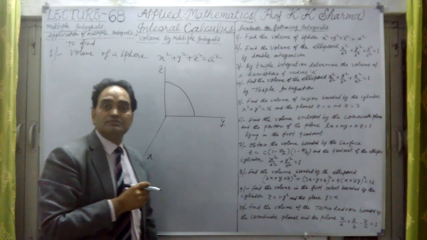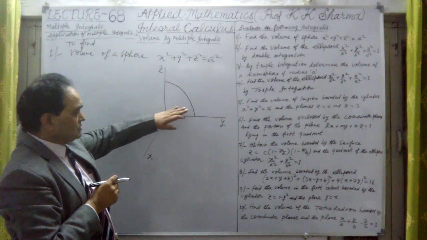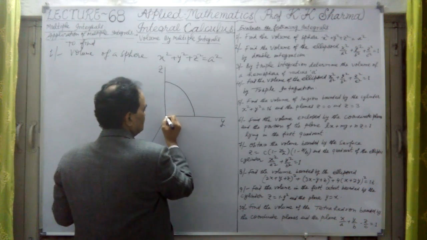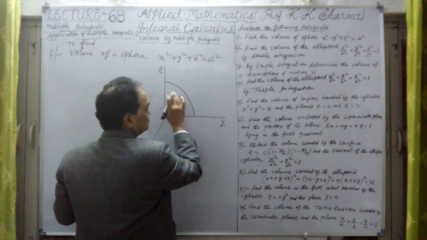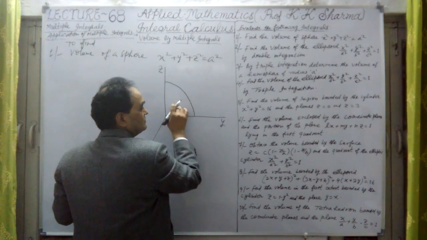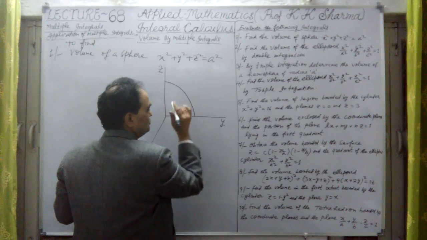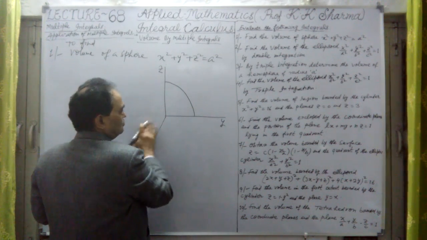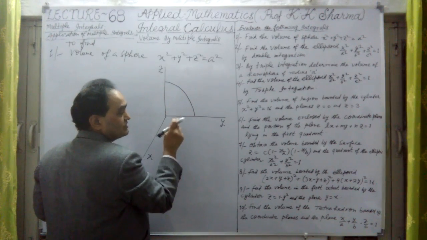To find the volume of the sphere, we have to find one positive octant. If I find the volume of this one octant, after that I multiply it by 8, and the complete volume will be found. That gives us the complete volume of the whole. This is one of the octants, the 8th part.